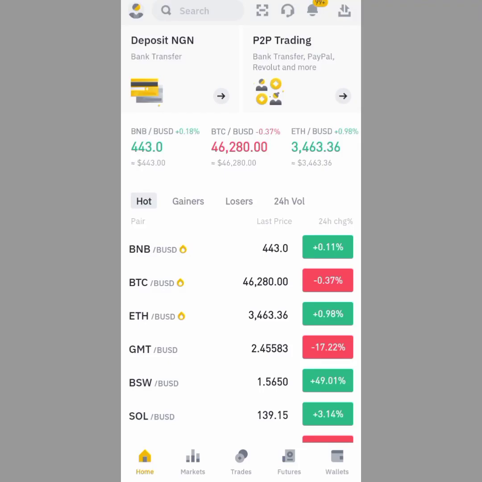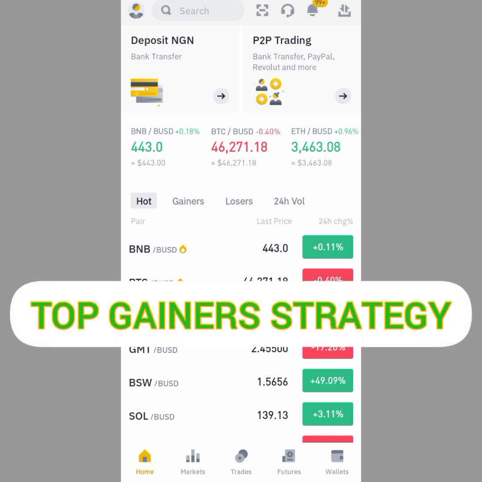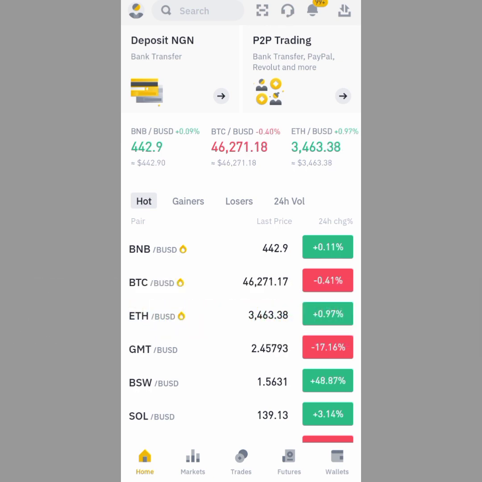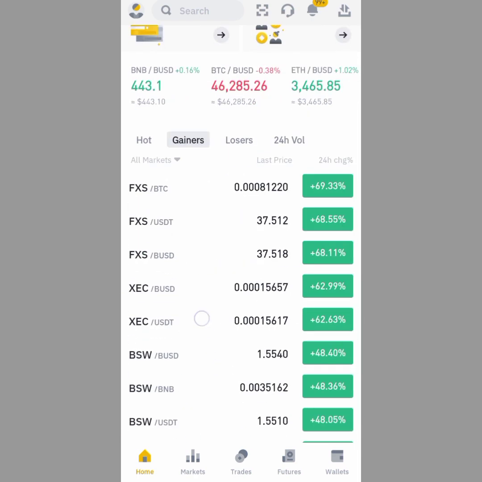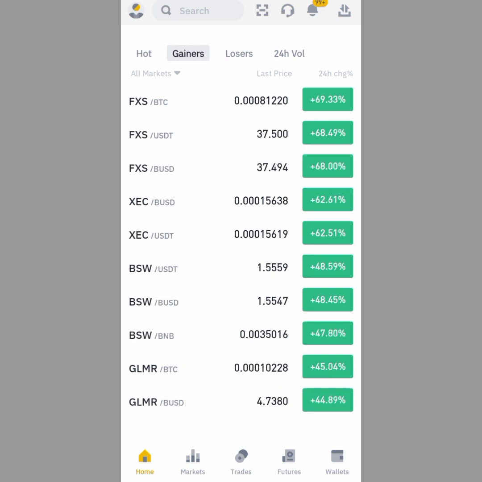Now, when you're actually on your Binance app, we're talking about the top gainer strategy right now and how to utilize it to its potential. The very first thing you want to ensure is that you move over here to beginners, and then you can clearly see all the coins that people have been buying in high volume within 24 hours.